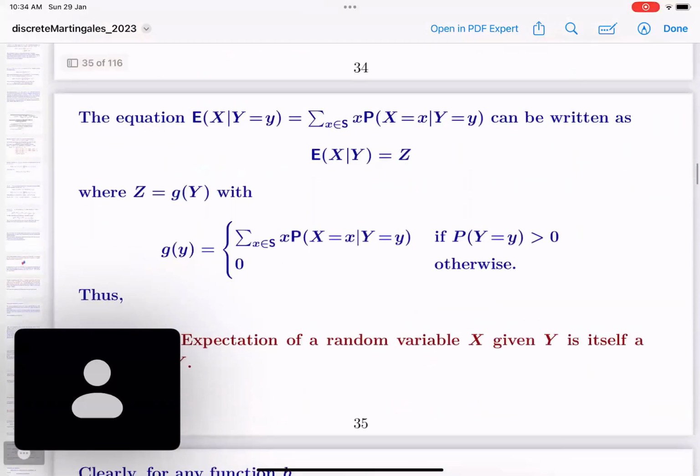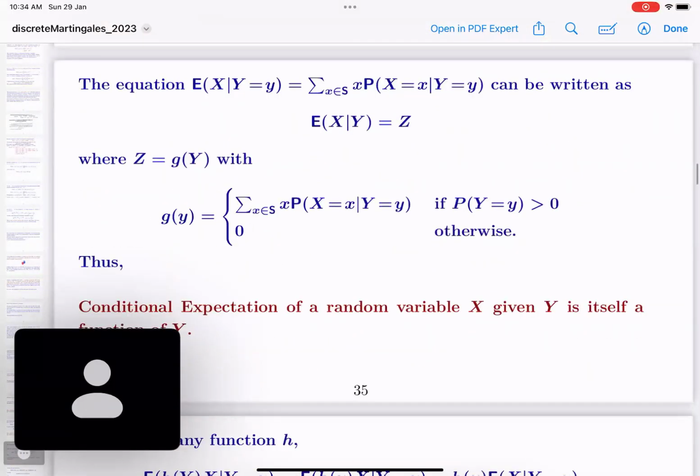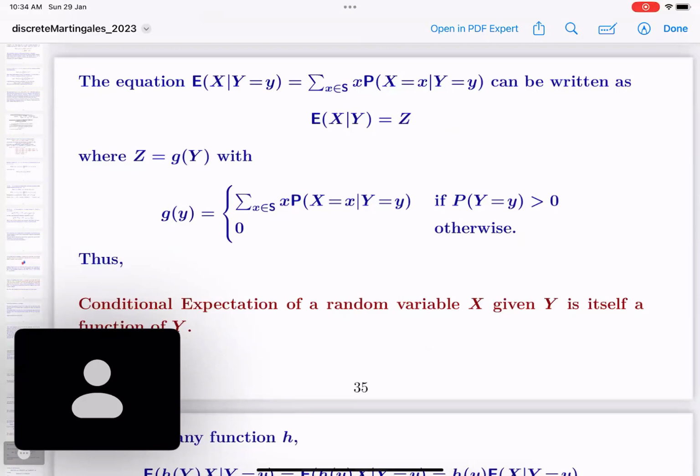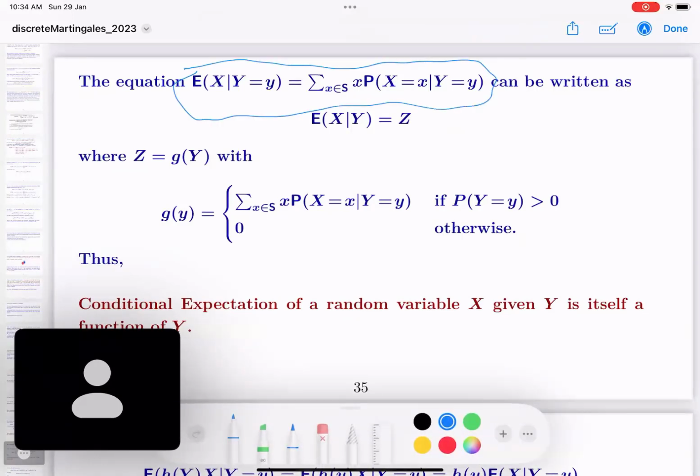Now, here is the important thing. We defined the conditional expectation of X given capital Y equal to y. And whatever summation we get, it's actually a random variable. We can think about it as the conditional expectation of X given Y being a random variable Z, which depends on Y, and when Y is observed as little y, then here is the value.